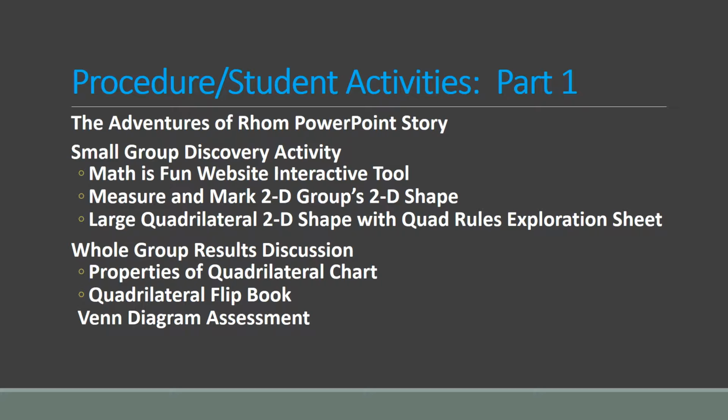Once the quadrilateral chart is made and the 2D shapes are posted on a bulletin board, the students will use that information to create a quadrilateral flipbook. And at the end of the activity, approximately 50 minutes long, there will be an assessment in the form of a Venn diagram.